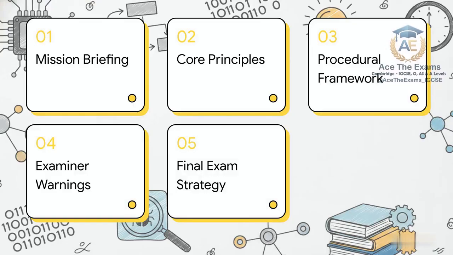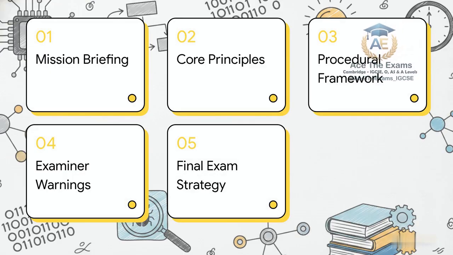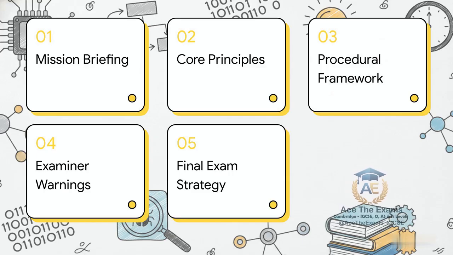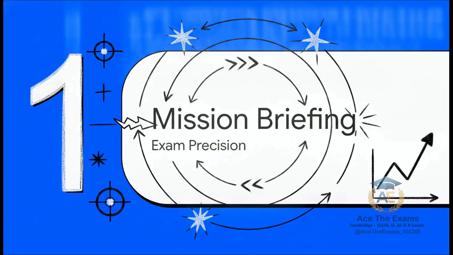Okay, let's quickly go over our flight plan for today's explainer. We'll kick things off with our mission briefing on exam precision. Then, we'll dive into the core principles of IP addresses to really build up our theoretical architecture. After that, we'll implement the procedural framework, followed by some mission-critical examiner warnings straight from the grading room. And finally, we'll put all the pieces together into your final exam strategy. All right, let's get right into Section 1, Mission Briefing on Exam Precision.